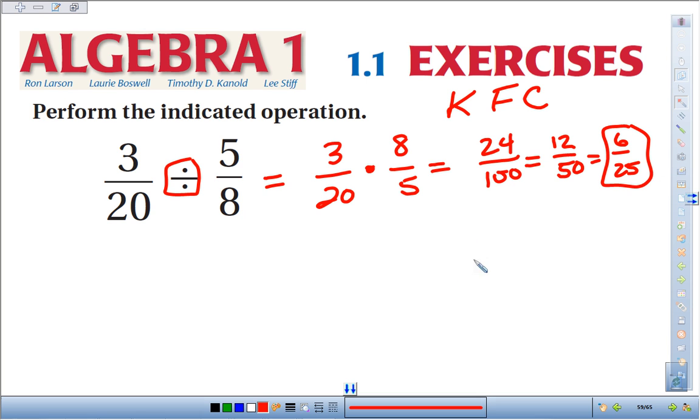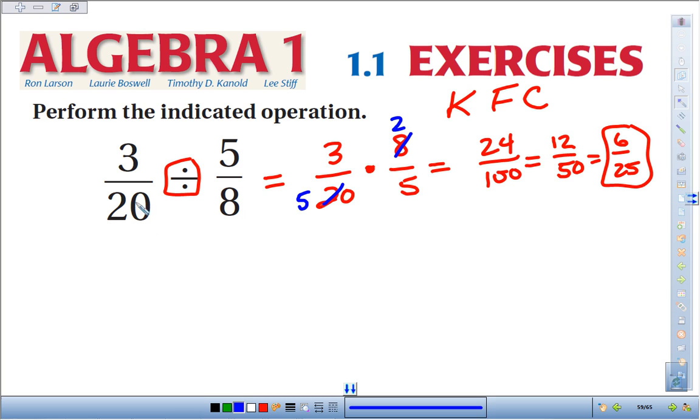We could have also used a shortcut and said, well, wait a minute, right here I've got 8/20. I could reduce that. 4 goes into both of those. If I divide this by 4, I get 2, and if I divide this by 4, I get 5. You work across. 3 times 2, there's our 6. 5 times 5, there's our 25.